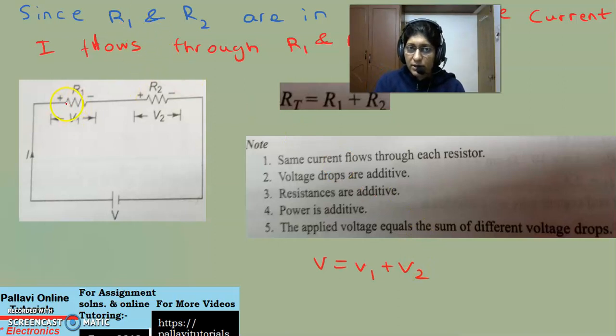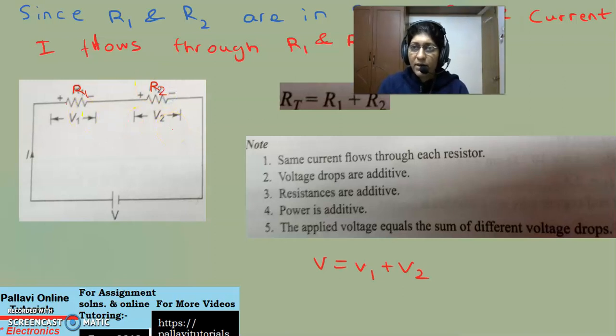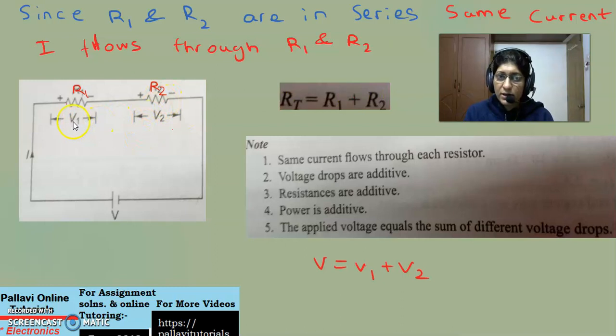Observe these two resistances R1 and R2. These two are in series. Now what makes me say that these two resistances are in series? When two resistors are in series, the same current I flows through them.